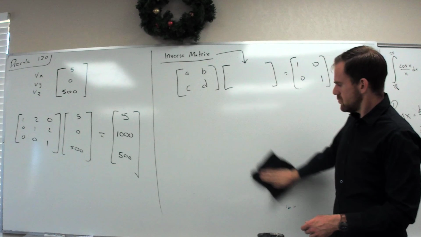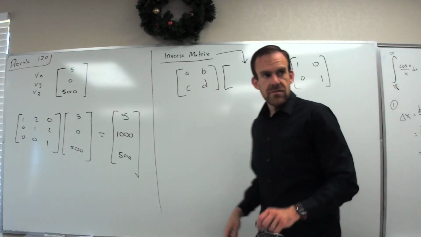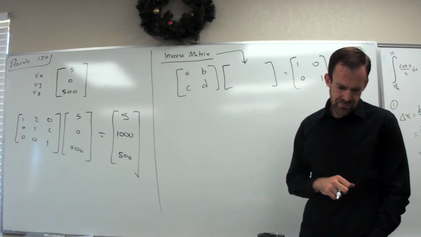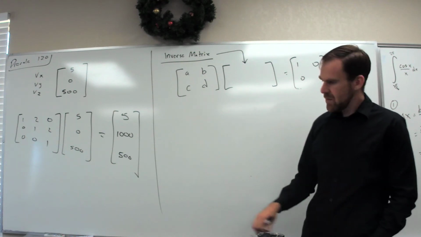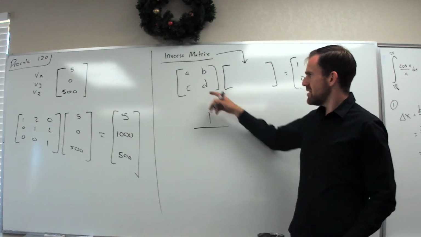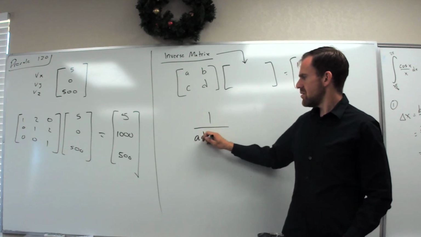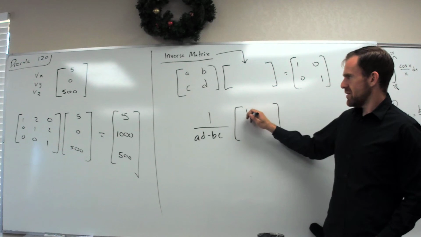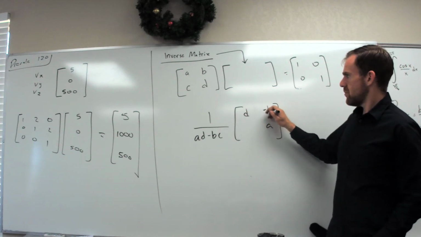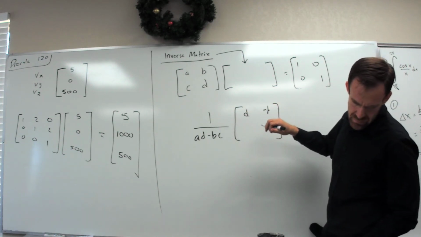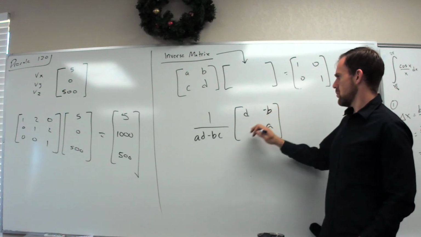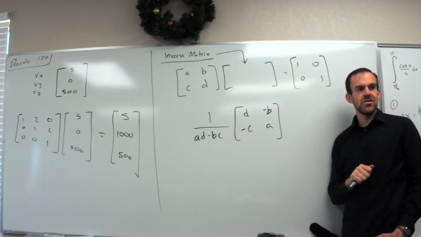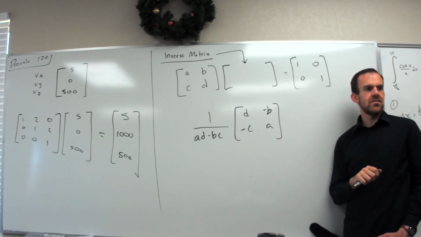Multiply by that. Simple way? You take 1 over the determinant of the original, and then you flip some things. So that is the inverse matrix.